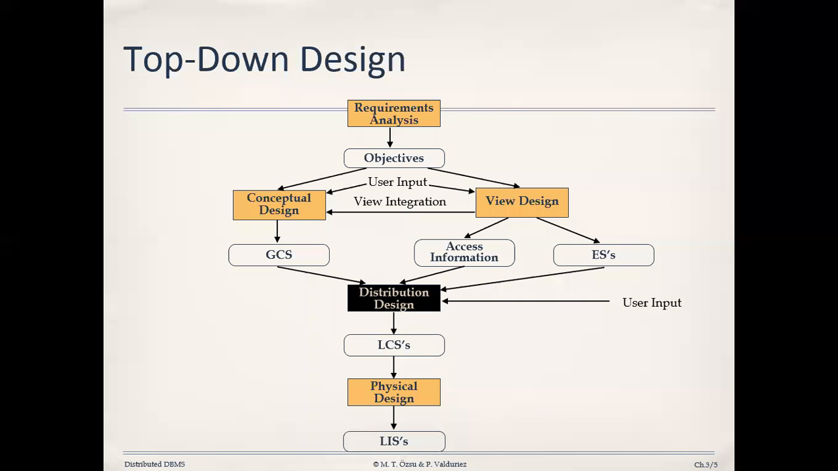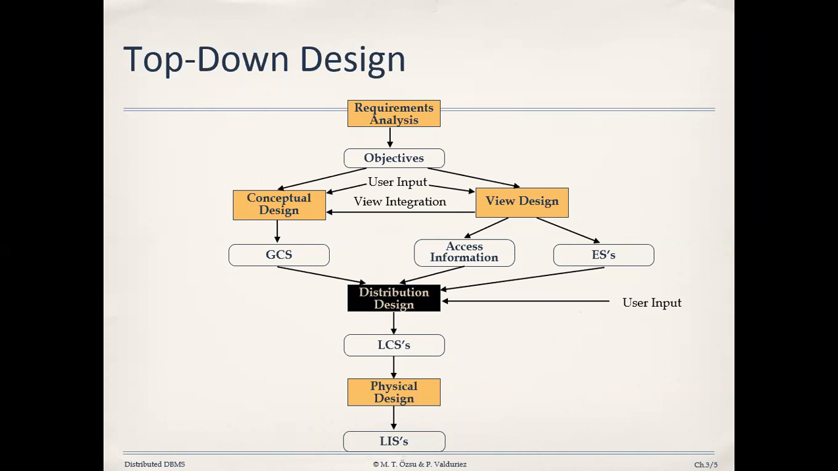So once you have your local conceptual schema, then you need to have a physical design. Once you have the physical design, it means how data will be stored. And if you know how data will be stored, then you are talking about the local internal schema. When you talk about the local internal schema, it means the data component residing on a particular site or data server. The internal schema is there on that particular site, on that particular drive of the server. So that is the whole picture of the top-down design.